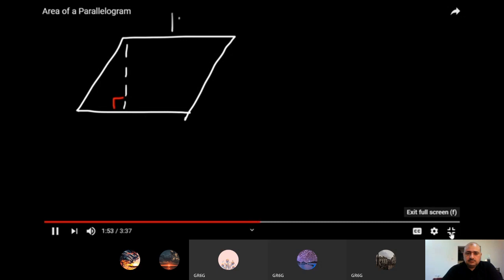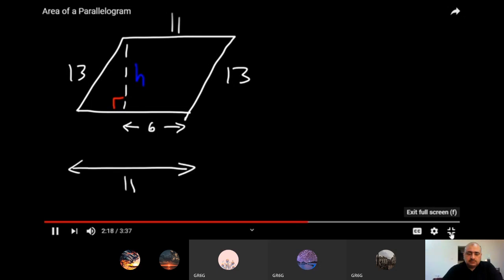So let's say that this side is 11, these two sides are 13, and this side here is 6. Find the area of the parallelogram. What we need to do is find the height. Now, if this side is 11, then this side must also be 11. 11 minus 6 is 5. So this section is 5.